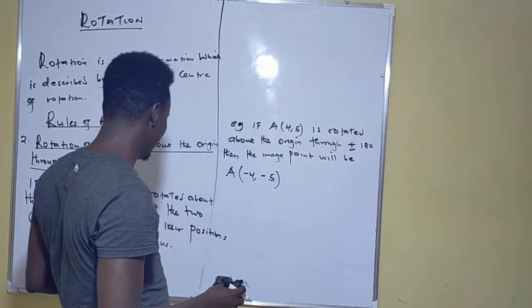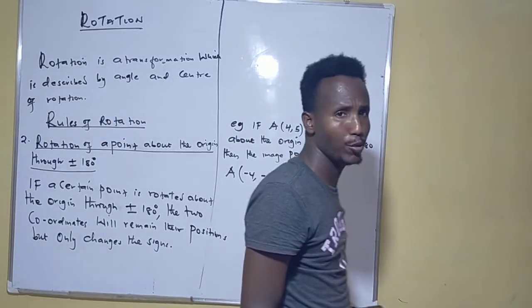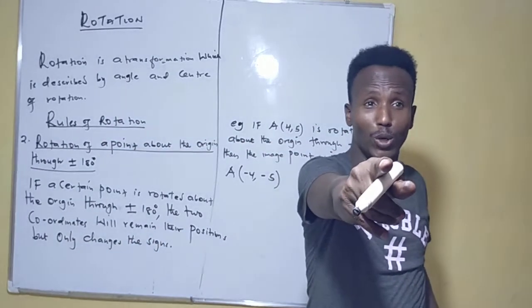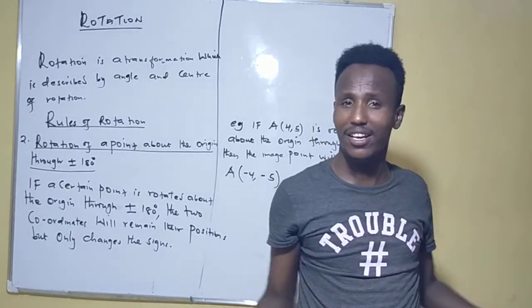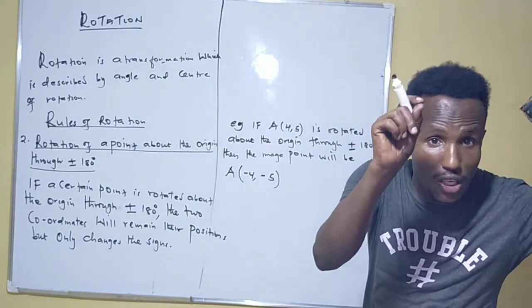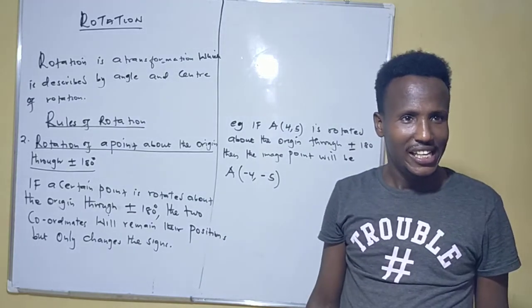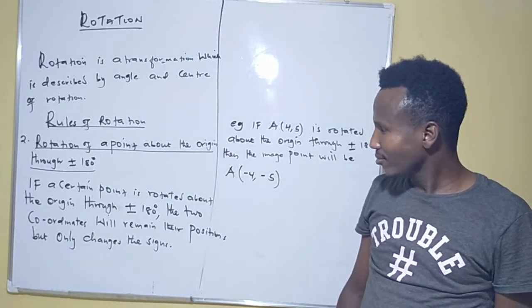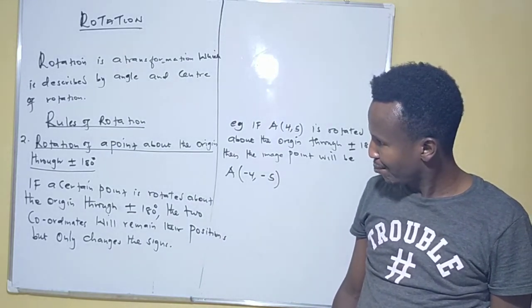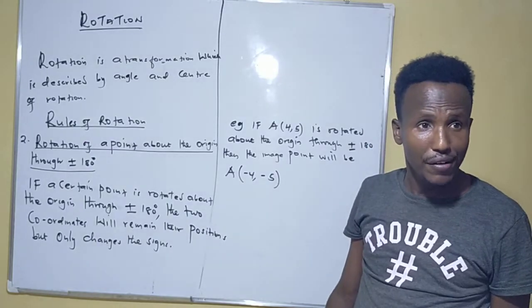What is going to happen is that the two coordinates will remain in their position, but only change the sign. See, very easy. They will only change the sign. That is how mathematics is. Okay? This is the first three rules.